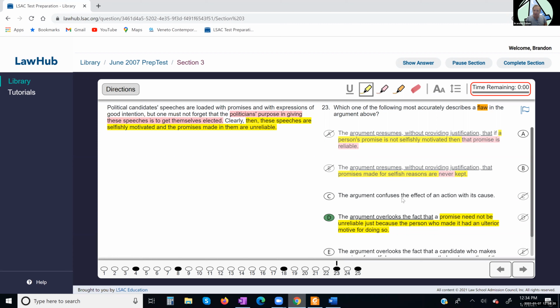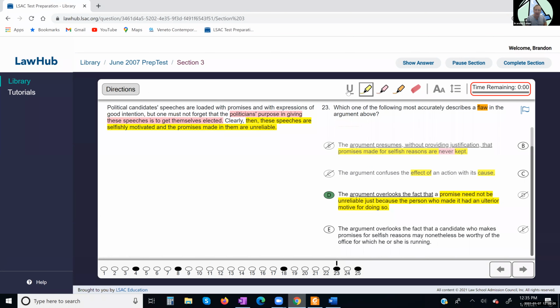So argument confuses blank with blank, the effect with its cause. So in order for that to be correct, you'd have to be able to point to a cause and say they switched it with an effect, or you'd have to be able to point to the effect and say they switched it with the cause. I just don't see necessarily here the cause and effect. I see intent. I just don't see anything actually about cause and effect, what actually is going to happen. We'd have to have information about what actually would happen.